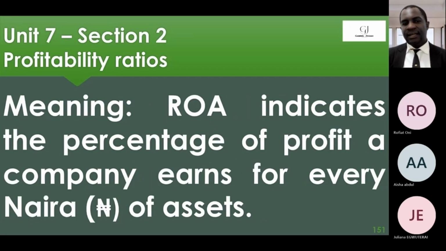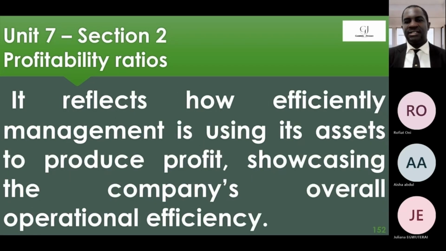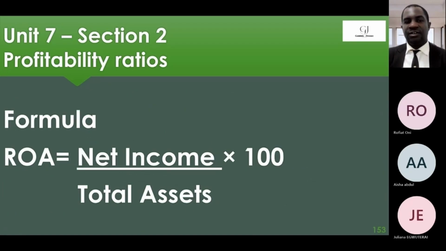It means the percentage of profit a company earns from every naira invested on assets. That's what it means. So return on asset indicates the percentage of profit a company earns for every naira invested in asset. It reflects how efficiently management is using its assets to produce profit, showcasing the company's overall operational efficiency. So where we have assets being used and returns are generated, it shows the management are using the assets very, very efficiently. Very important to note.